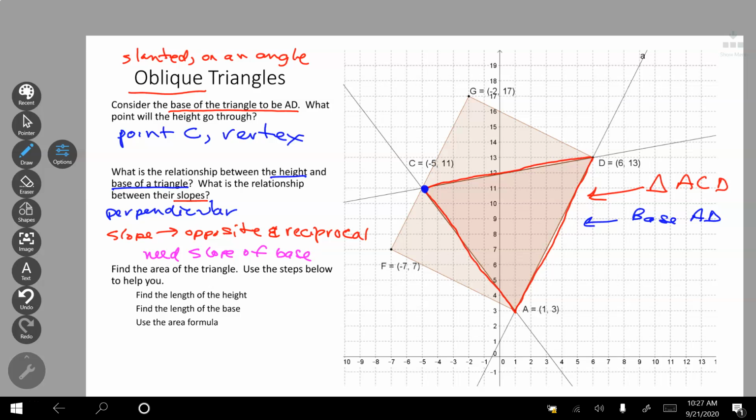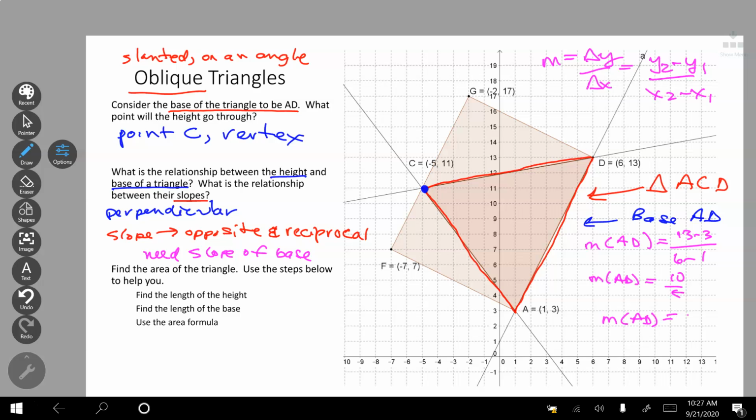So I'm going to take this base right here, AD. I have to figure out the slope of this line, AD. Again, my slope is change in y over change in x, or y2 minus y1 over x2 minus x1. It's never going to change. I'm going to do 13 minus 3 over 6 minus 1. My slope is 10 over 5, or my slope is equal to 2. That's important to me.